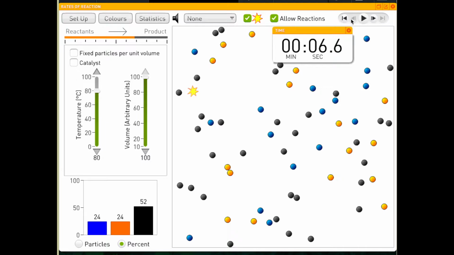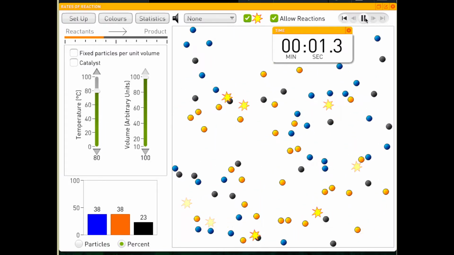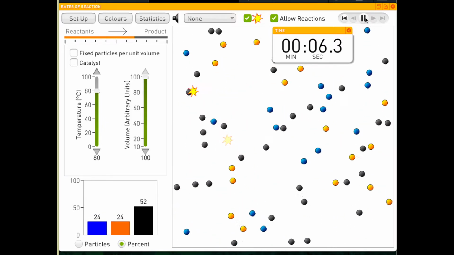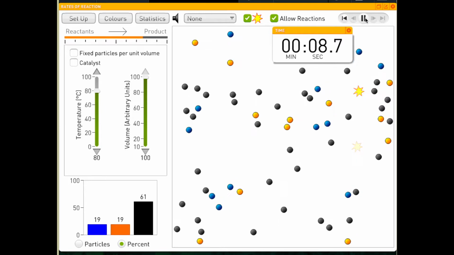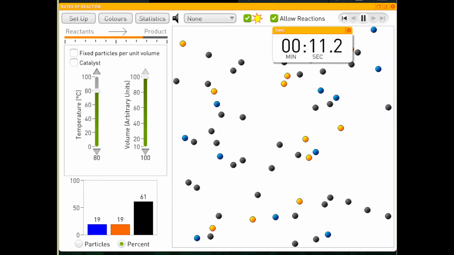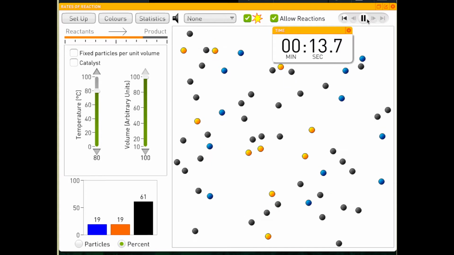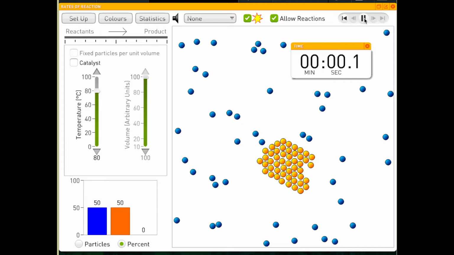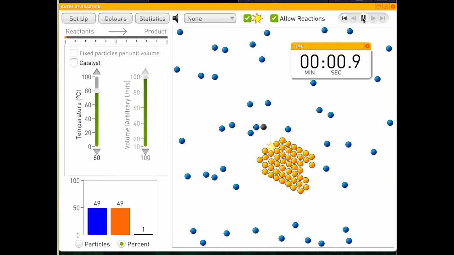So if you were watching the particles, you can see that they're moving a lot faster, and therefore they're having more collisions with each other. But also at higher temperatures, they have a higher amount of energy, and therefore they will have overcome that activation energy barrier. So let's now look at how surface area can affect our rate of reaction. So keeping our temperature the same, we will again time it for 50%.